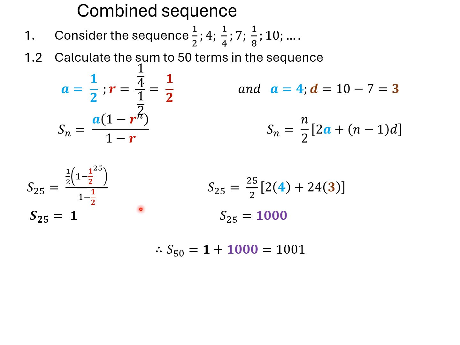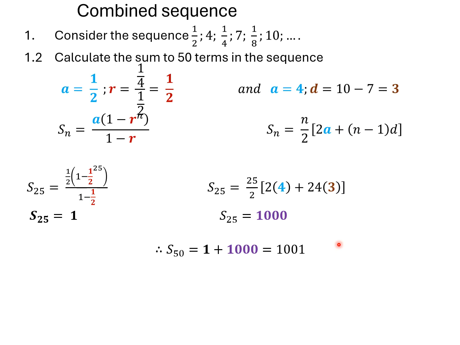So in the exam, 1 for substitution, 1 for answer, 1 for substitution, 1 for answer, 4 marks. Then understanding that to get to 50, I have to add 25 plus 25, so 1 plus 1000, another mark. And the answer 1001, last mark, so that is a 6-mark exam question.